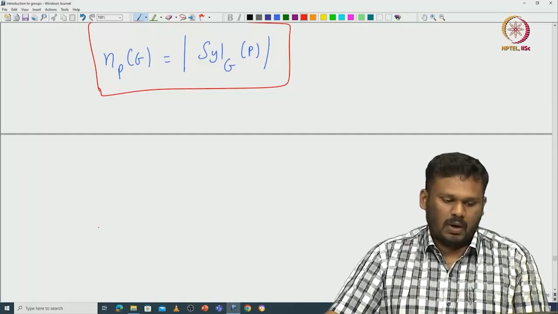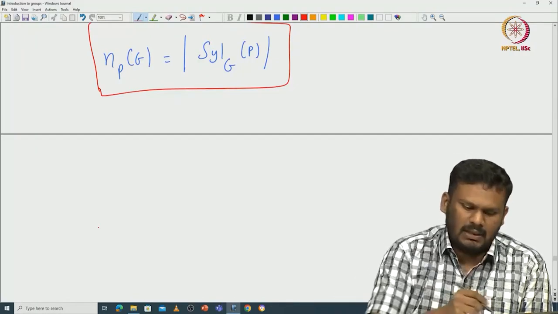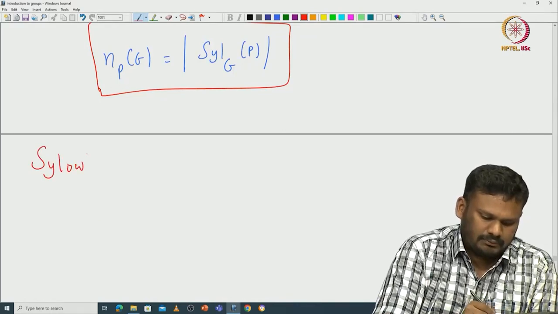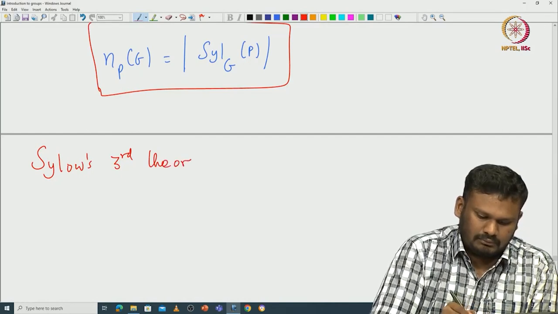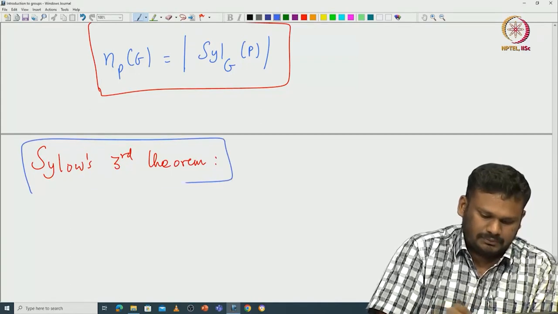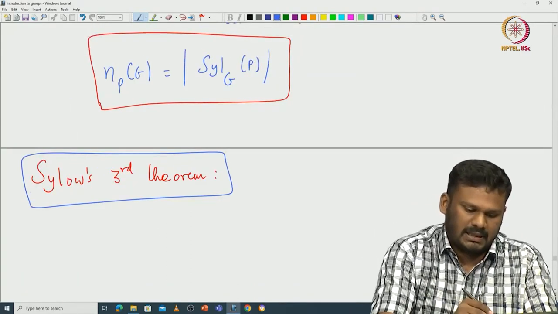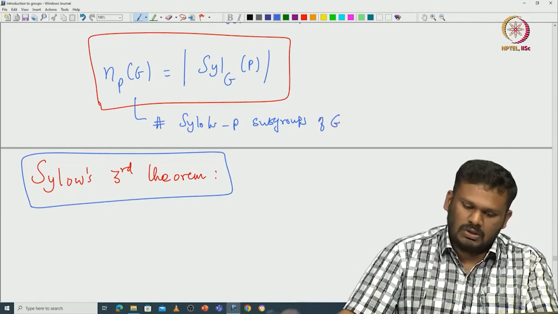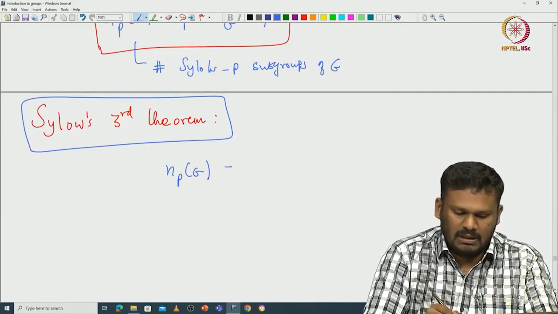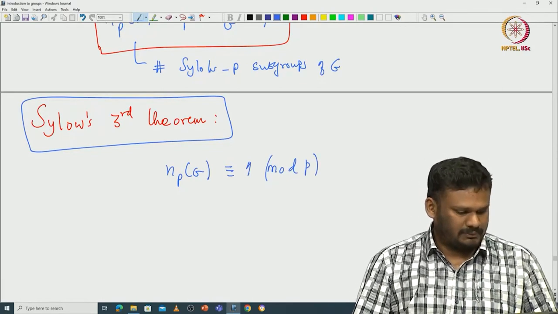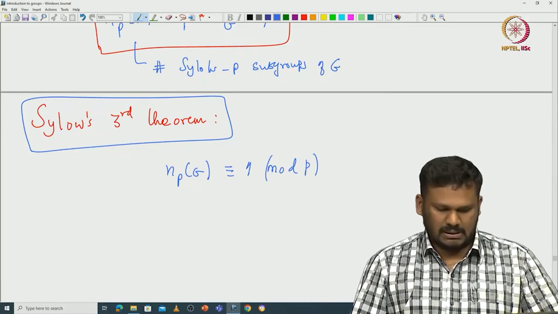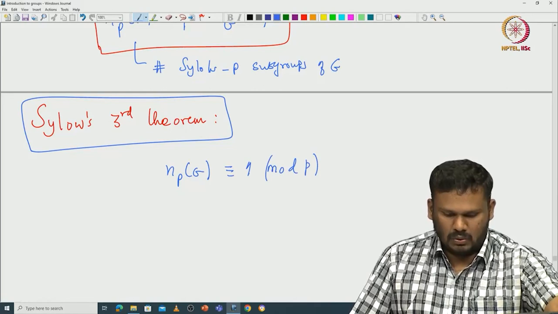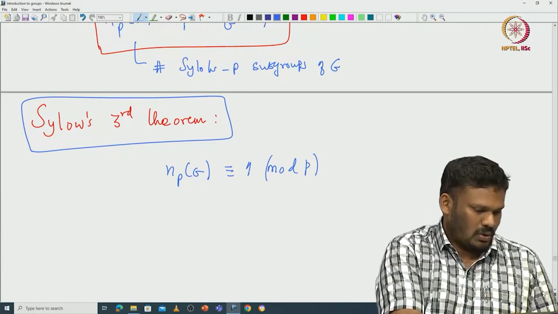That tells what other properties this n_p(G) has. So here is our third theorem. Let me write it down. This asserts that the number of distinct Sylow P subgroups of G, this number n_p(G), is congruent to 1 modulo P. That is what it says.